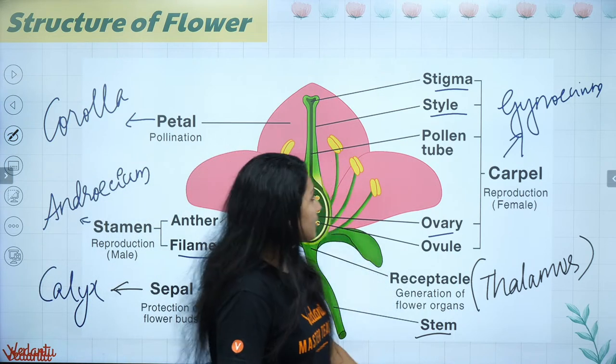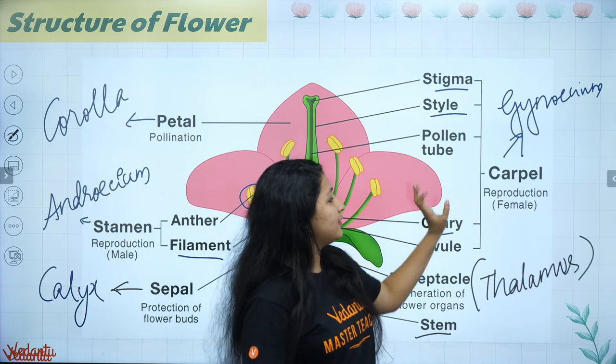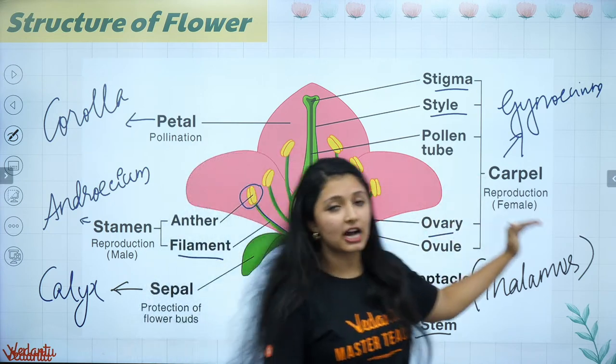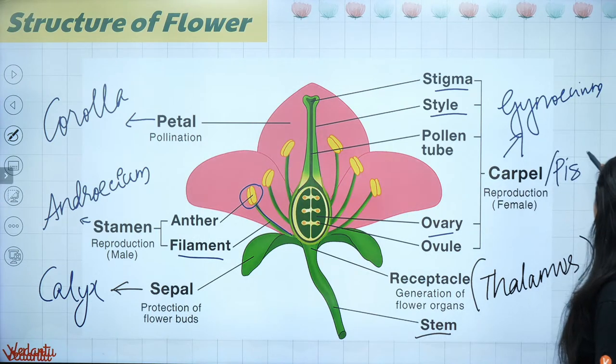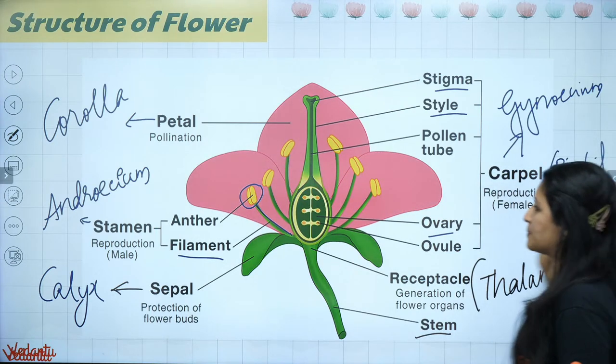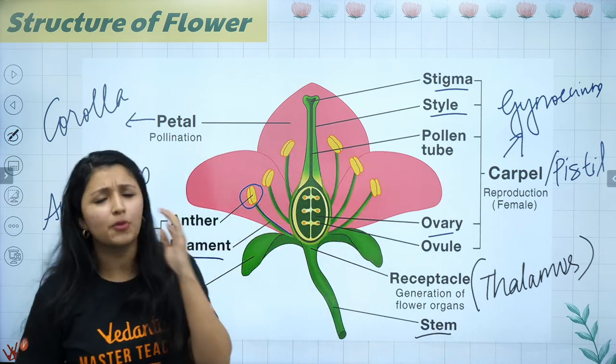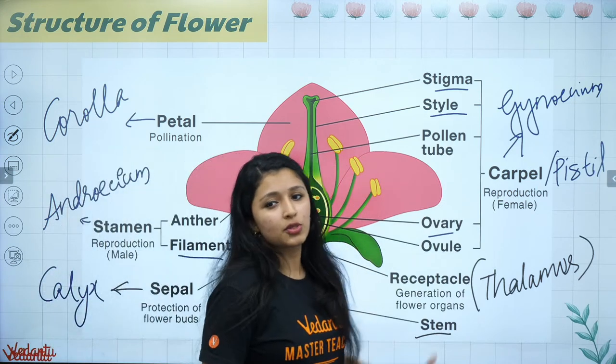Right. So we have stigma, style, and the ovary, which are the parts of a carpel. You can also call it the pistil. Now, this is the general information you need to know when we are going through this chapter.